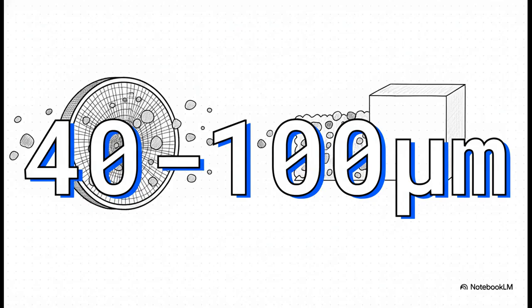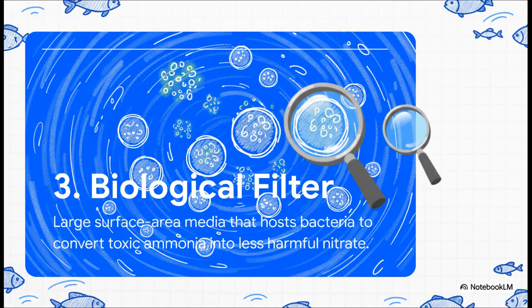Now here's a number you'll probably want to remember for an exam. That screen size is typically between 40 and 100 microns. And that's not just a random number. Being that fine is what allows the filter to grab even tiny particles before they have a chance to break down and pollute the water further. It's a critical detail.